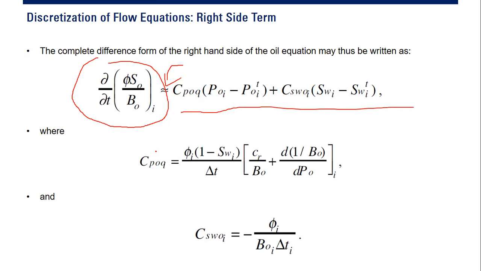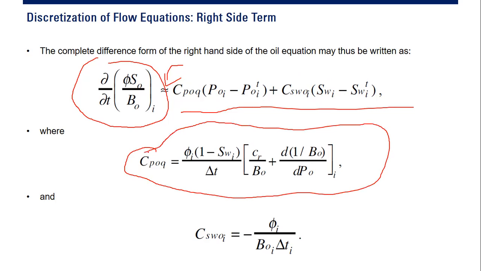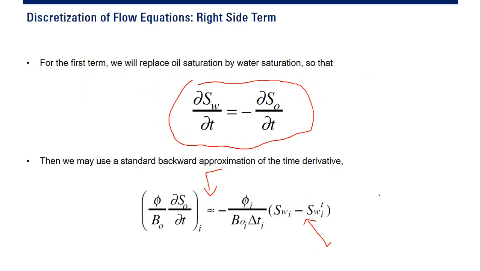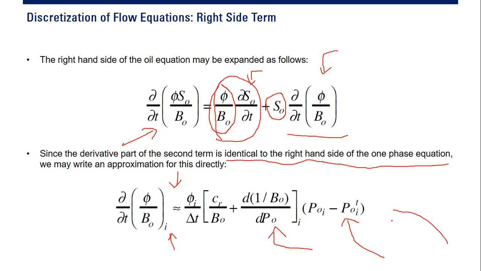And this is for this term, this one, and for the CSWOI here. This form comes from here and from here. So we just want to make a good shape of equation to be applied in our reservoir simulation using the IMPES method.